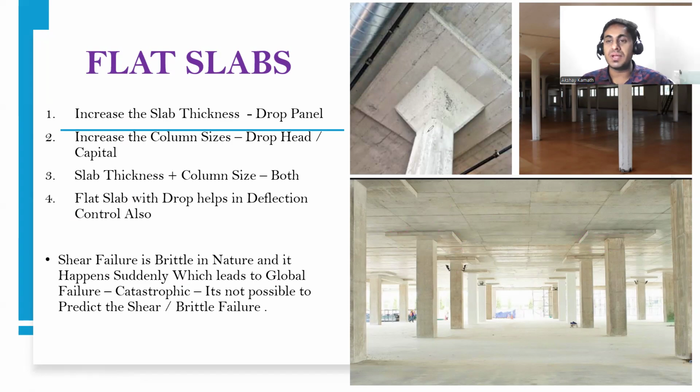Now, one more thing. In the flat slab system, the failure is a punching shear. This punching shear failure is brittle in nature. So that failure is sudden. It will not give you any warning. Suddenly the failure is going to happen. So it's written here, shear failure is brittle in nature and it happens suddenly, which leads to global, catastrophic failure, and it's not possible to predict the shear or the brittle failure. So that is why we have to design our flat slabs carefully.